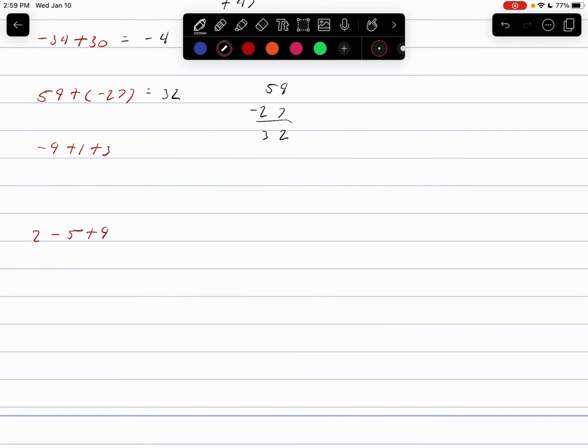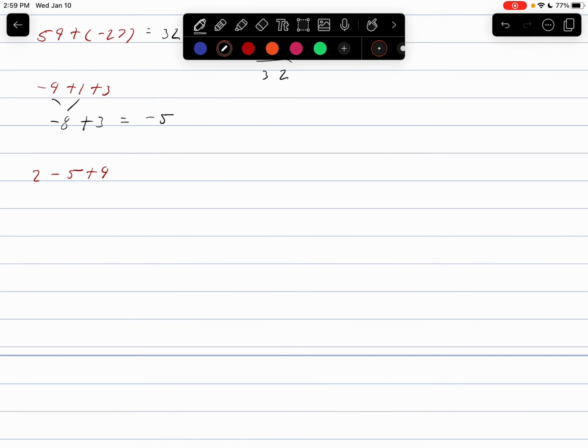So here we have negative 9 plus 1. We're going to combine these together first. So negative 9 plus 1, that's going to start at negative 9 and move to the right 1. So that's going to give us negative 8. And now we can just bring down this plus 3. Then we can do negative 8 plus 3, which is going to give us negative 5. Remember that's the same thing as starting at negative 8 and moving to the right 3.